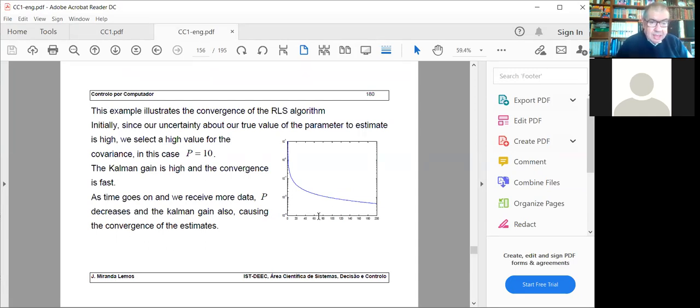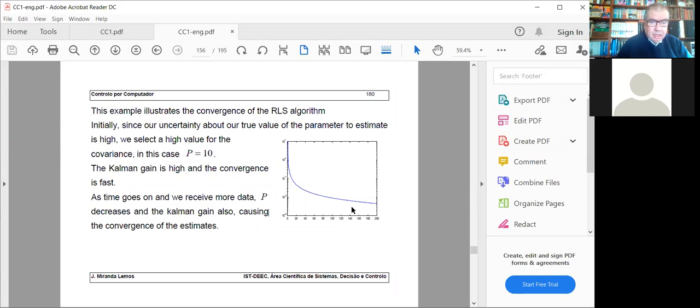Now, P may not always decrease. If your data is not informative enough, you will never be able to converge. I will give you an example after a short while. And sometimes some of the elements of P decrease and some others do not decrease. This happens when you can estimate some of the parameters but not the other parameters. How can this happen?